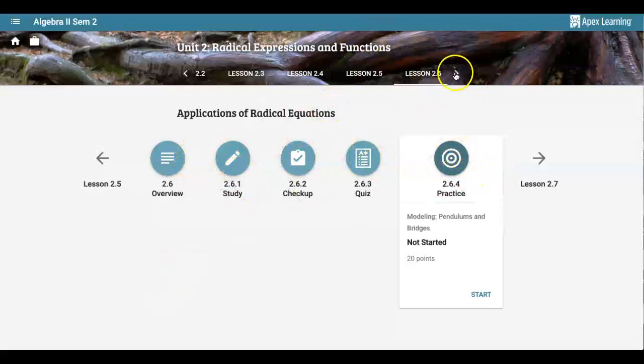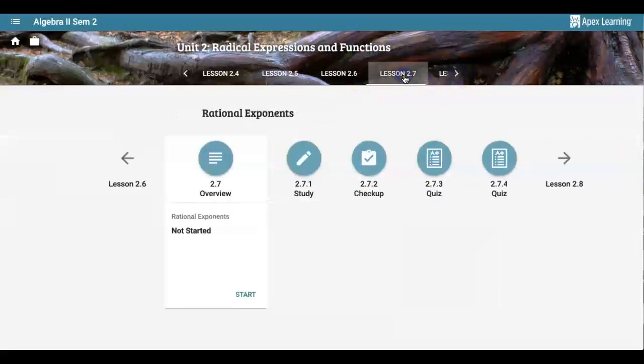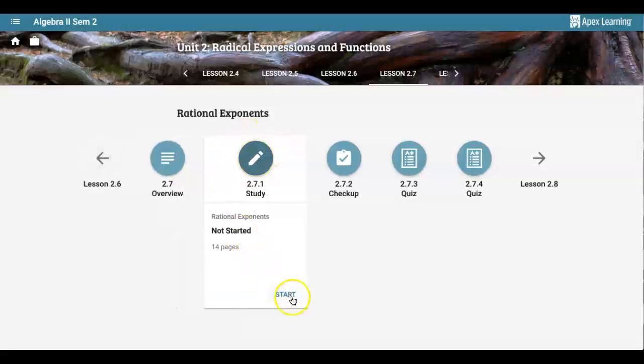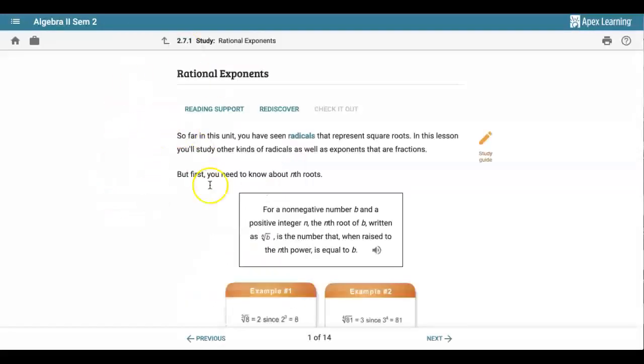Last unit we're going to look at here. We've covered 2.4, 2.5, and 2.6. The last one we're going to cover this weekend is 2.7. 2.7 is looking at rational exponents. Let's take a look here.